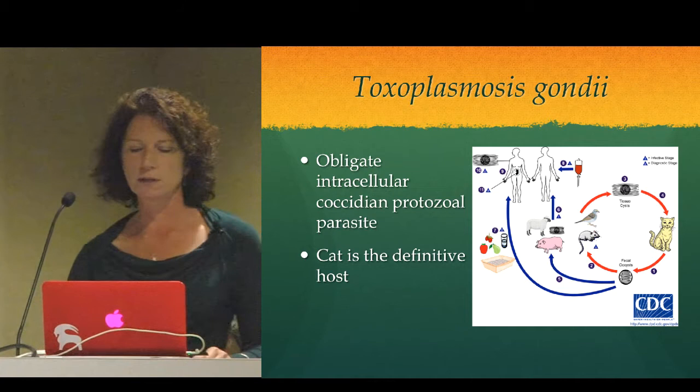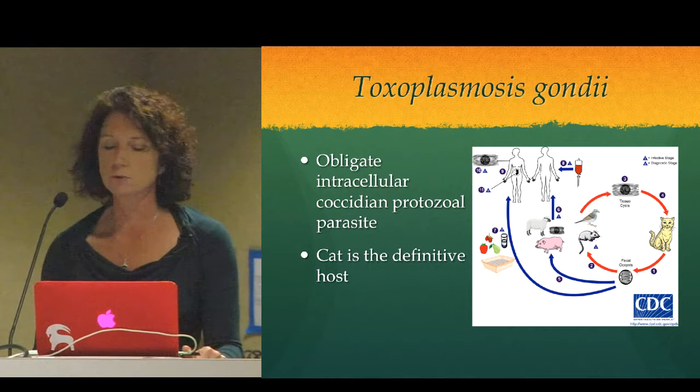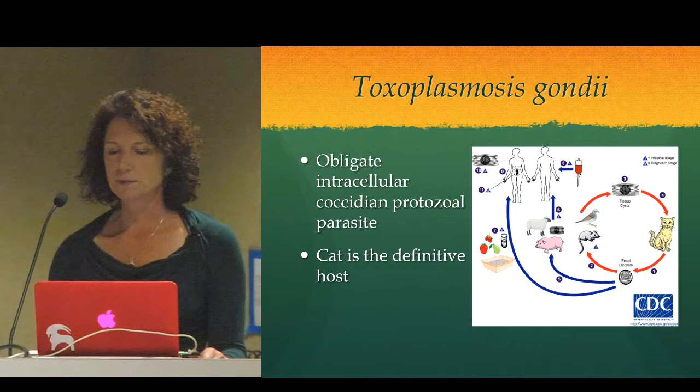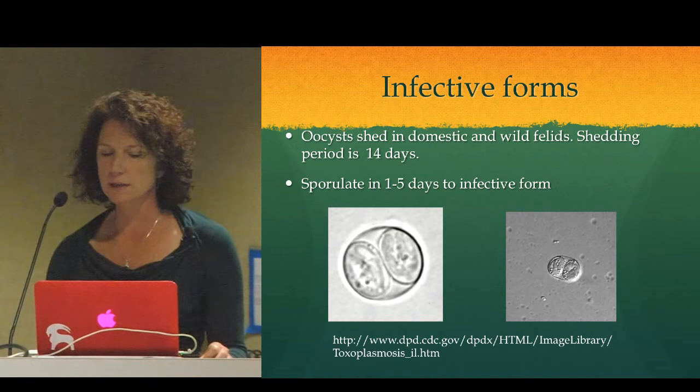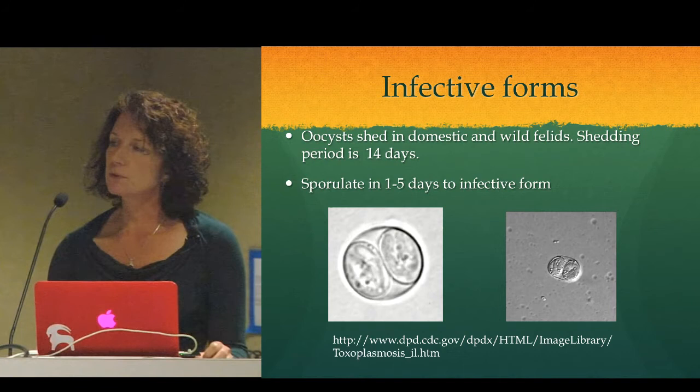But just to remind you that toxoplasmosis can be a respiratory pathogen and a cause for pneumonia. So the cat is also the definitive host there. And we have our lovely little side rodent and bird transport hosts, but the cat is truly the definitive host for toxoplasma. And they are the ones who shed the eggs based on that. So they will shed the oocysts. The shedding period is 14 days. And those oocysts are not infective immediately.